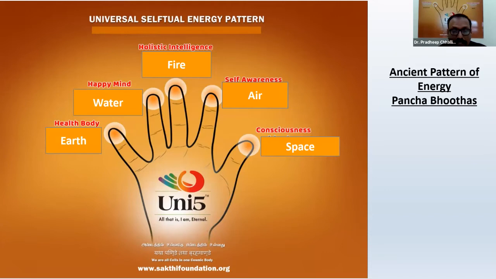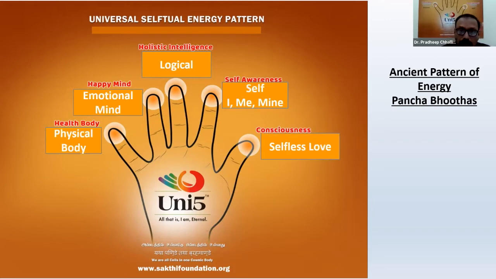But there was also an internal pattern, having the same qualities. The earth represents our body, the mind is water, and then we have the intelligence, then we have the self-awareness, which is the Vayu Tattva, and we have consciousness, which we call the space. Here, the self-awareness is what we recognize as I, me, and mine.